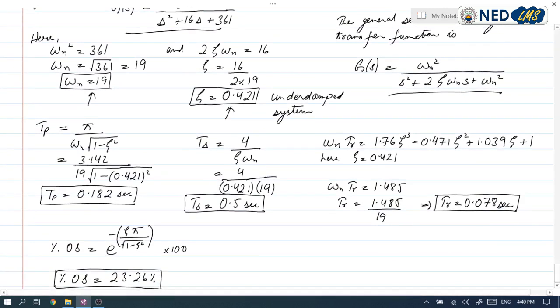So this is the formula for rise time, and we see that omega n tr is equal to this value. After evaluating omega n tr, we just cross multiply by the value of omega n here, and we find the actual value of rise time, which is equal to 0.078 seconds. So after this example our discussion of chapter number 4 is completed. So thank you.